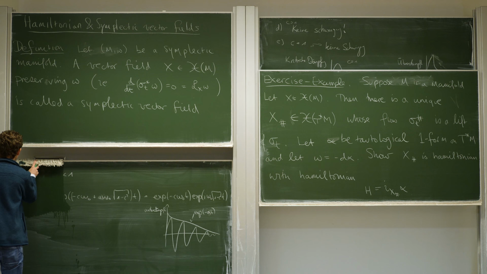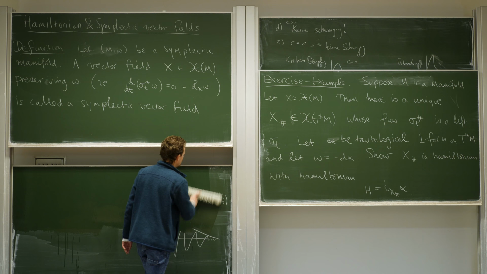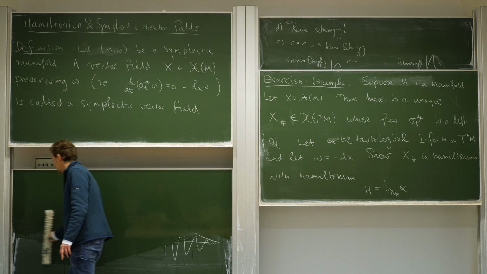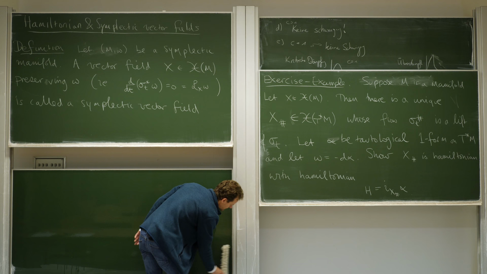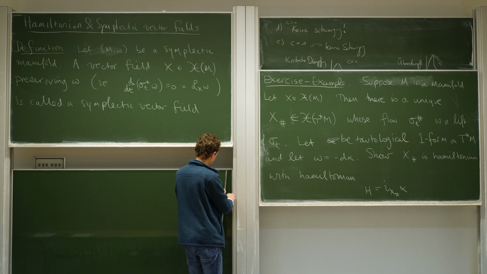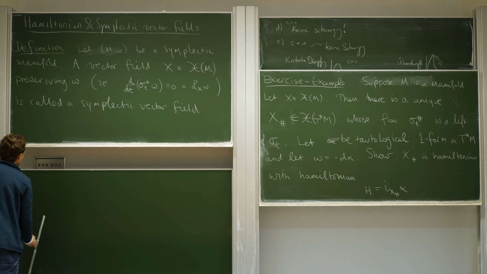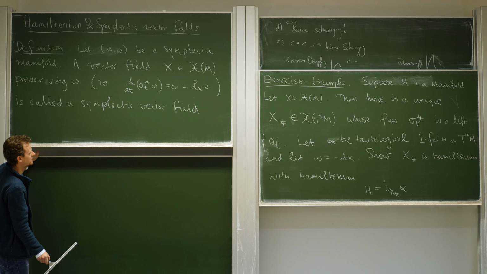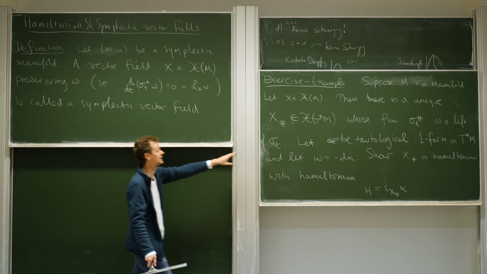So we have a ready supply now of examples. And we even have a way to construct Hamiltonian vector fields on these examples. And we also have this generalized notion of a symplectic vector field. So at this moment, it's reasonable to wonder if symplectic vector fields are Hamiltonian vector fields. Maybe this definition was useless in the sense that whenever you have a symplectic vector field, it's automatically Hamiltonian. This example might even make you suspect that's the case. Well, let's see what happens.